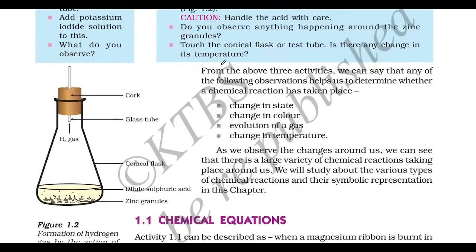And what observations can we check when a chemical reaction has taken place? It can be a change in the state of matter, a change in color, evolution of gas, and a change in temperature. These are the observations or changes you can see when a chemical reaction has taken place.